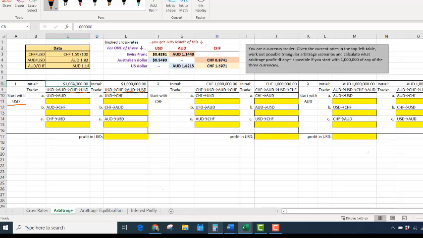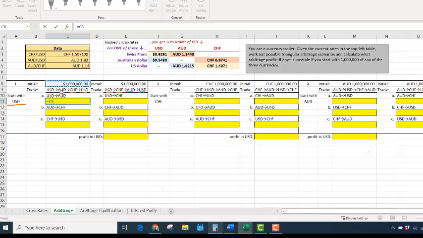So start with $1 million every time. That's going to be up here in this top row. $1 million here, a million units of the currency. So 1,000,000 Swiss francs, 1,000,000 Aussie dollars. Here we're starting with, in scenario 1, US dollars. So we're going to take $1 million US dollars. I'm just going to tag that cell reference.